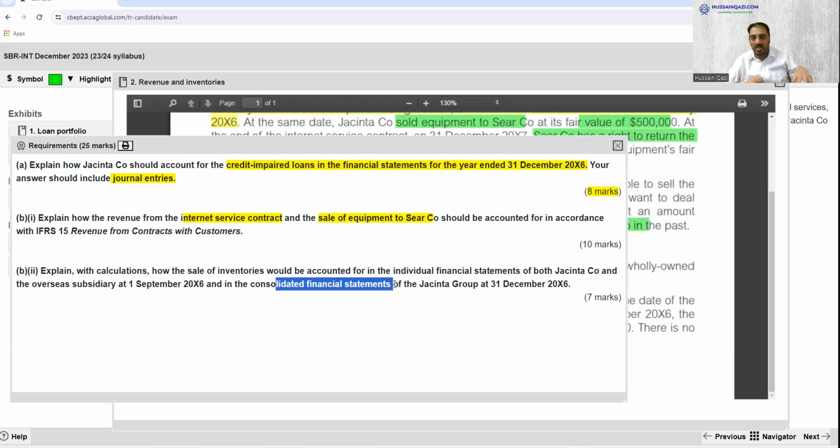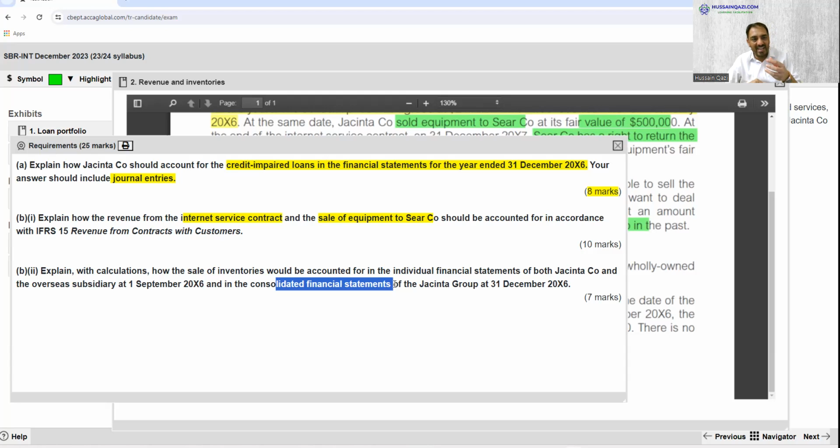If the parent or subsidiary makes the transaction of sale of inventory, it will definitely be reflected in the individual books. In consolidation, this is an intra-group transaction, so the sale and purchase should be reversed, and the unrealized profit should also be reversed. It's very simple.